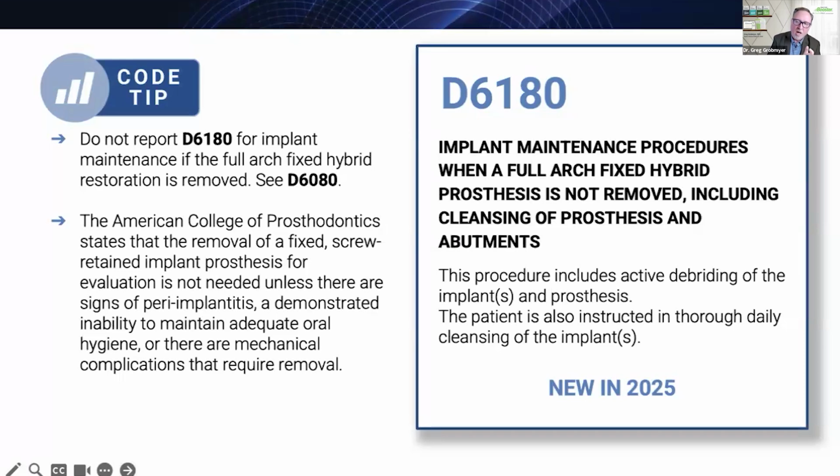In fact, the American College of Prosthodontics came out and said that they felt like the removal of a fixed screw-retained implant prosthesis for evaluation was not needed unless there were signs of peri-implantitis, signs that there was an inability to clean it, poor oral hygiene, or any type of mechanical complications that required removal. But in other circumstances, they thought it was better to just leave it in place and clean it in place.